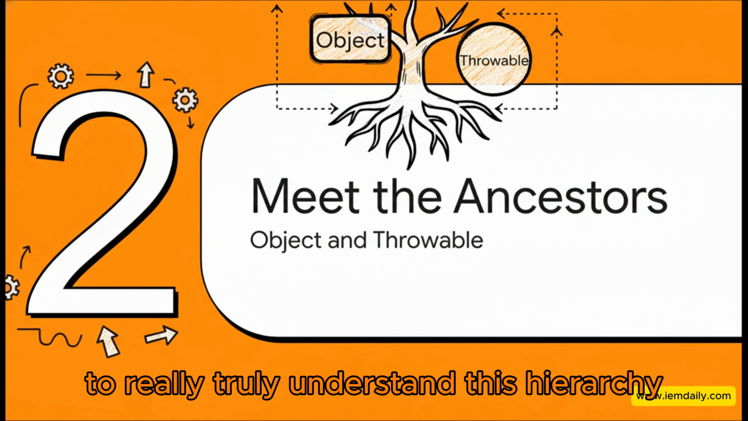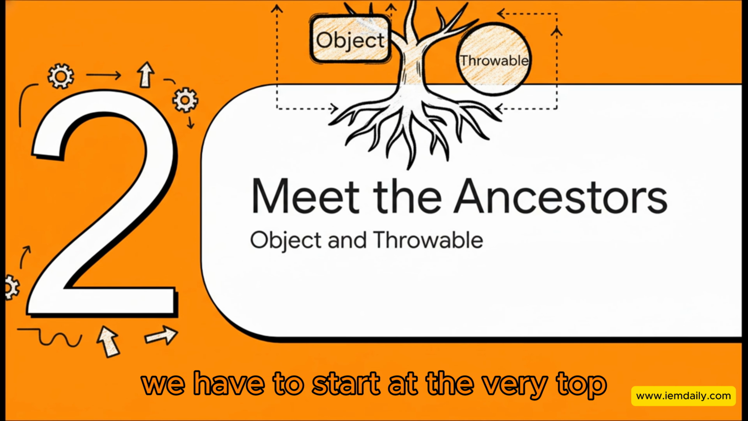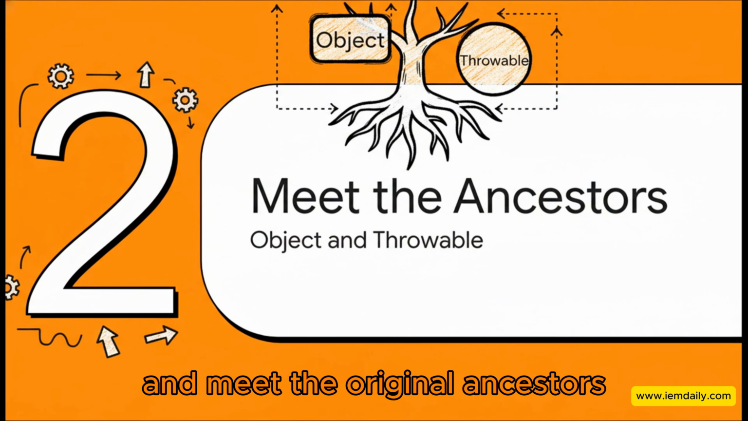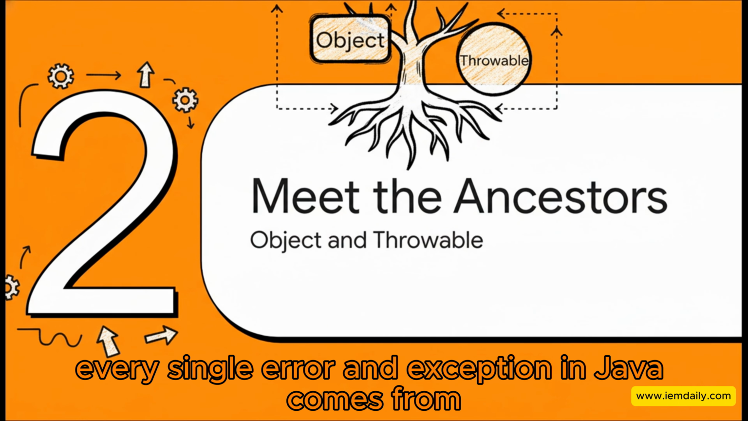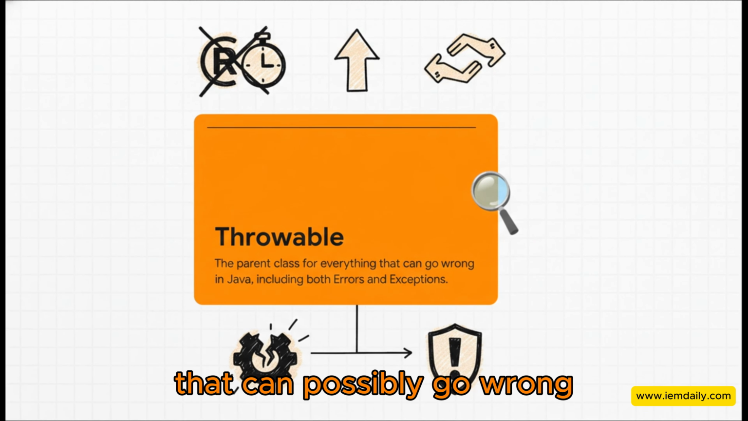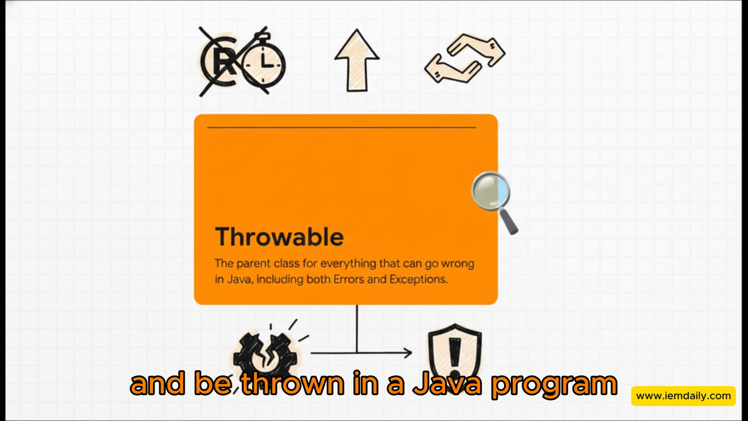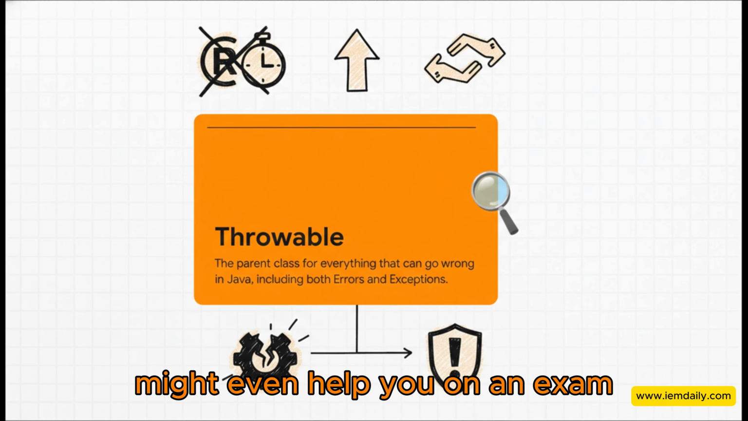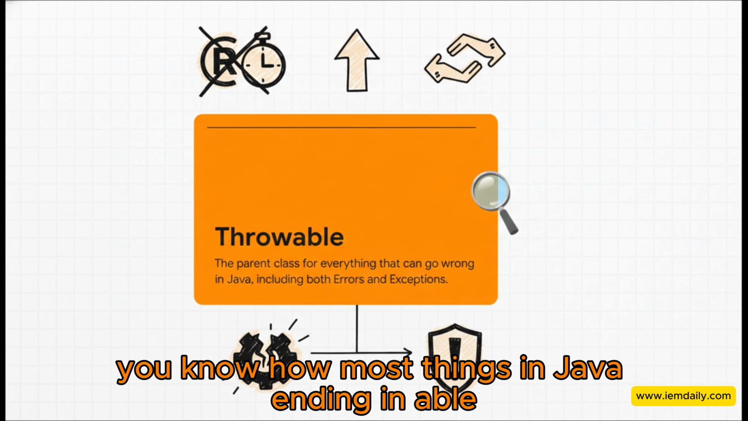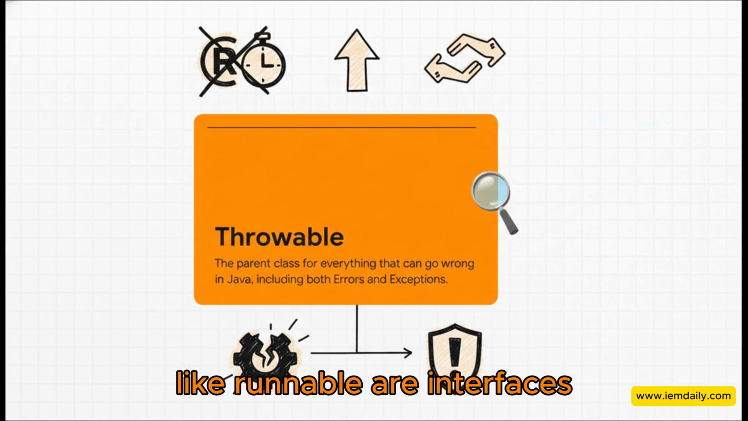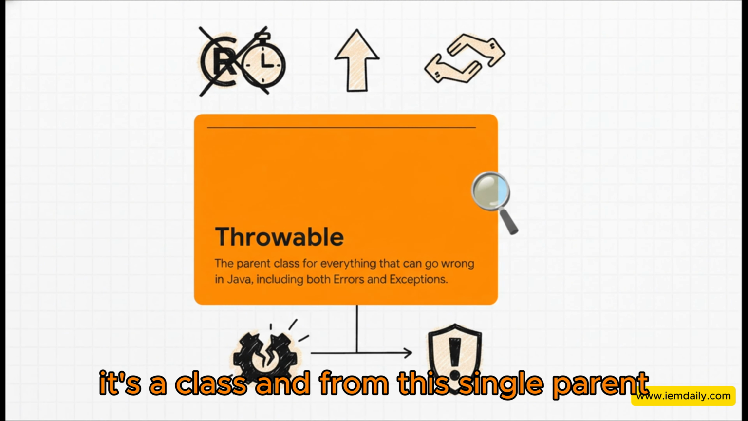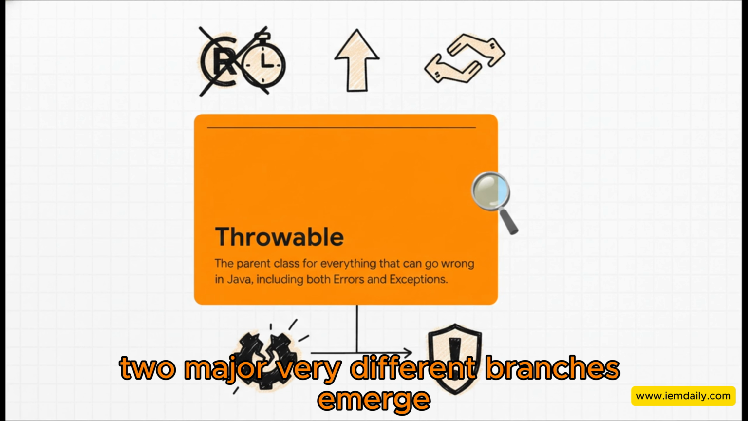To really truly understand this hierarchy, we have to start at the very top. So let's go back, way back, and meet the original ancestor that every single error and exception in Java comes from. Everything that can possibly go wrong and be thrown in a Java program comes from this one class, Throwable. Now here's a cool little piece of trivia, might even help you on an exam. You know how most things in Java ending in "able," like Runnable, are interfaces? Well, Throwable is the big exception to that rule. It's a class. And from this single parent, two major, very different branches emerge.